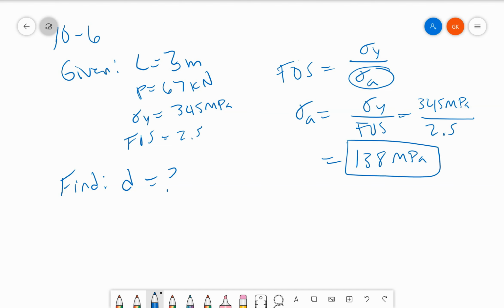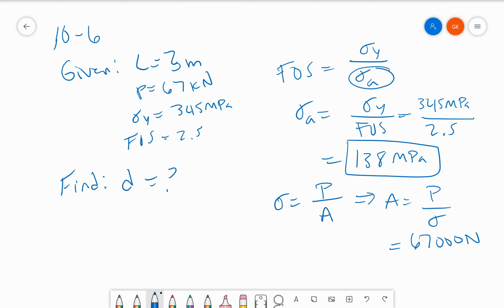Okay. Now I'm not done there. Now I need to calculate what the diameter of this rod would need to be. So with that, I can go down to my regular stress equation. Stress is equal to the load over the area. And if we know the area of the rod, since it's circular in cross-section, we can calculate the diameter. So before I go any further, I'm going to solve for the area. Area is equal to the load over the stress.